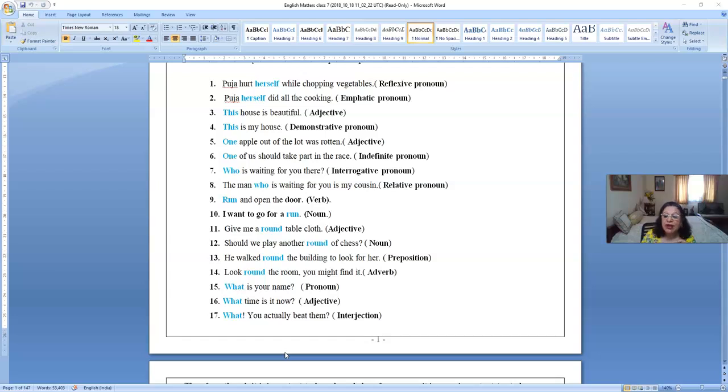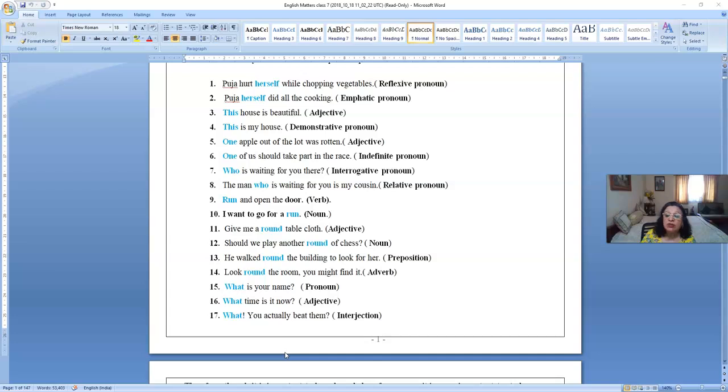Now when I say run and open the door, run is an action. So it is a verb. I want to go for a run. Now I want to go for what? The question what is answered by the noun. So it is a noun. Give me a round tablecloth. You're describing the tablecloth. So the word round is an adjective. Should we play another round of chess? Another what? Another round. So that is why it is a noun.